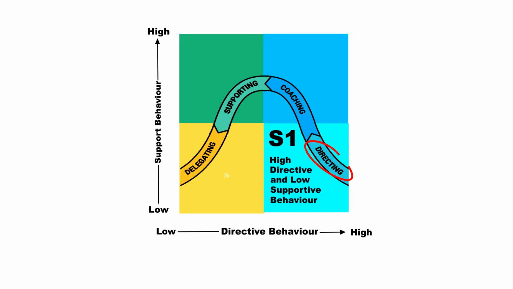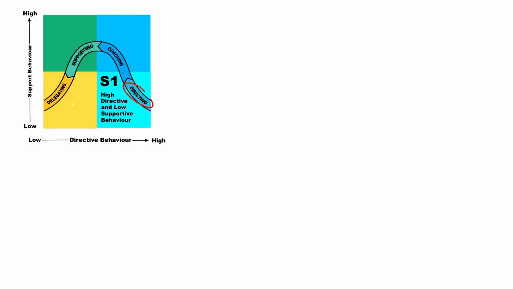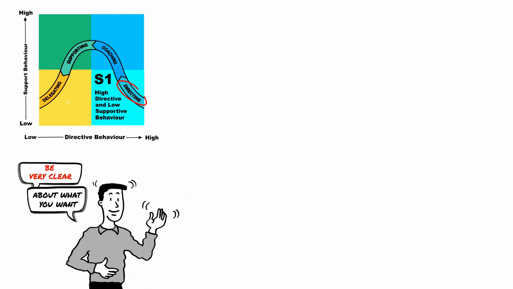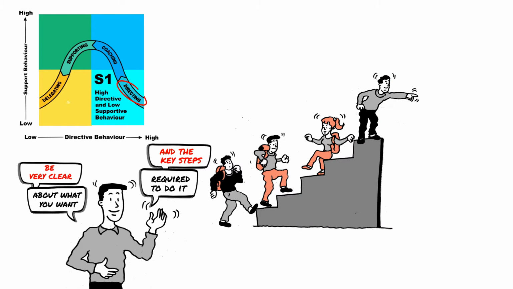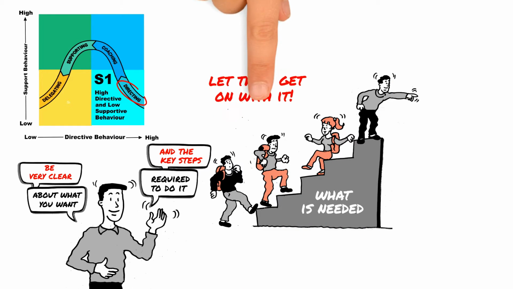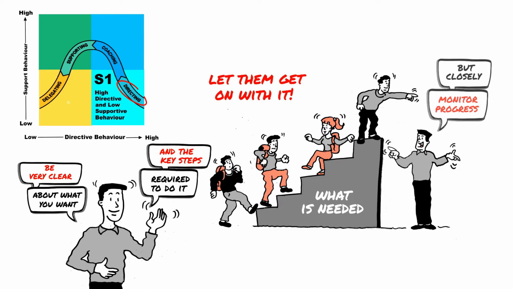Where high directive behavior is coupled with low supportive behavior, as in quadrant S1, or style 1, the style is labeled as directing. Here, as a leader, you need to be very clear about what you want and the key steps required to do it. Once it is precisely understood what is needed, then let them get on with it, but closely monitor progress.